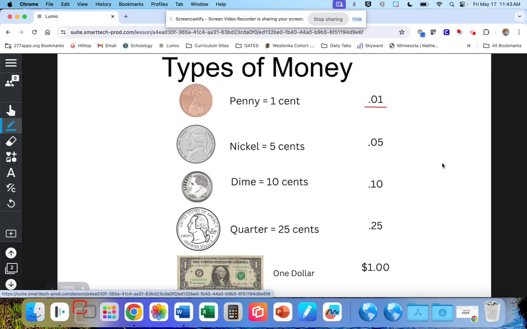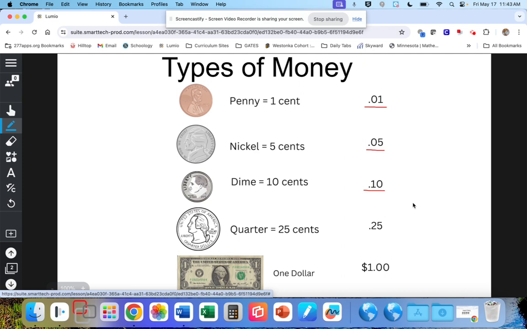The next coin is a nickel. A nickel is worth 5 cents, and that one would be written 0.05. The next one is a dime. A dime is worth 10 cents. And so we get 0.10.